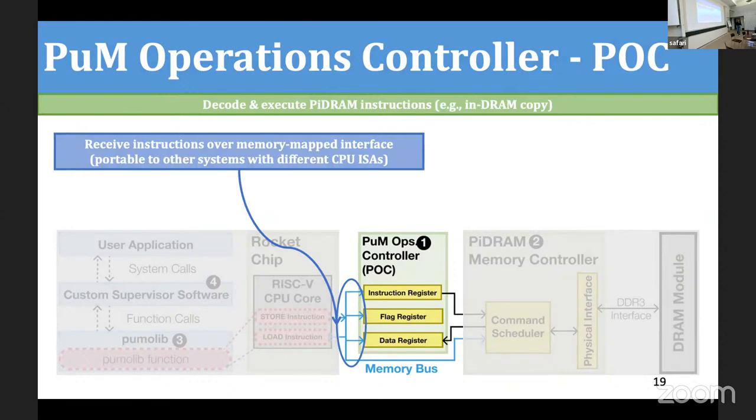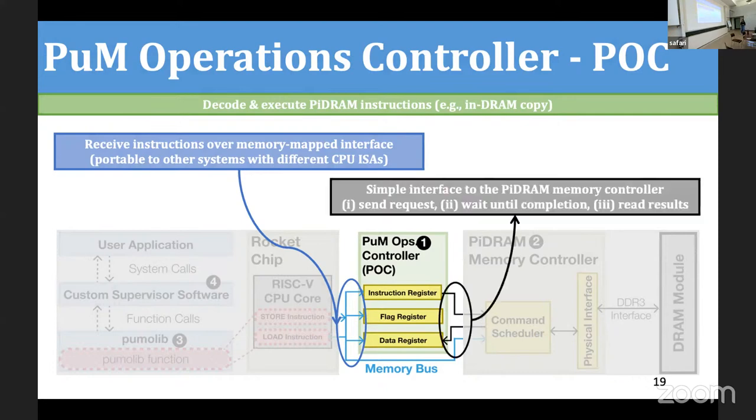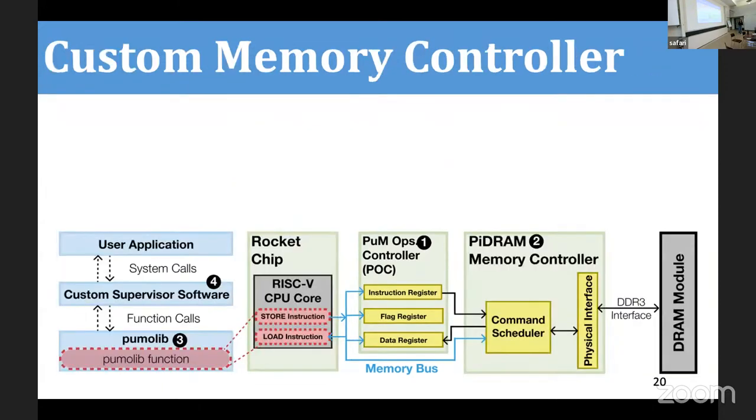Okay, so now we have these three registers that are accessible via the memory bus. And this makes it easy to port POC to another system that uses different CPUs and ISAs. And then POC communicates with the memory controller over a simple interface. And basically it sends a request for a PuM operation, waits until it is completed, and then reads its result.